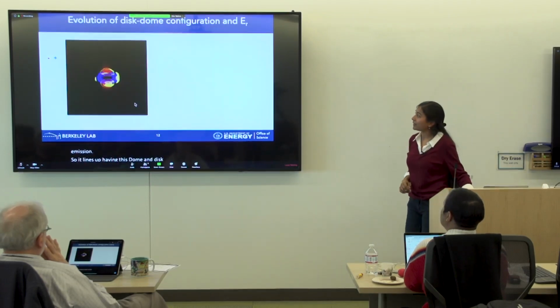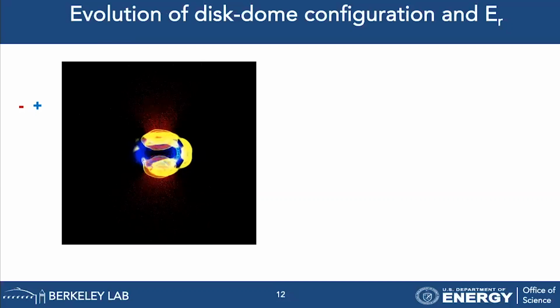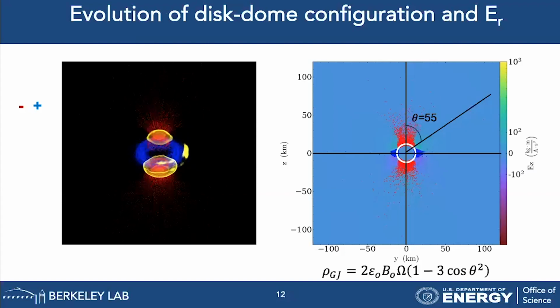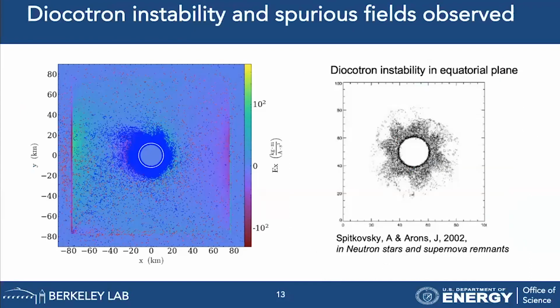And this is a movie showing how the radial electric field evolves, with the blue being the positrons and red electrons that are emitted from the poles. Actually, this might be a little more clear. What I want to emphasize here is that along theta equals 55 degrees from the normal, there is no charge at that surface. Let's go back to the theoretical expression for the Goldreich-Julian number density. This is going to go to 0 when 1 minus 3 cos squared theta goes to 0, and it will go to 0 when theta equals 55 degrees.